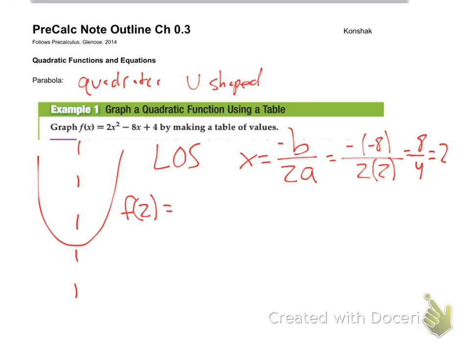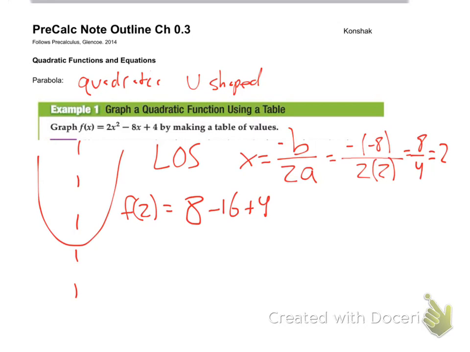Function notation means I take out all the x's and put a 2. So I'm going to try to do this in my head. What's 2 squared times 2? 8. So I'm going to write that down. I will not try to do this all in my head. I will put it in pieces. And negative 8 times 2. Negative 16 and add 4. So now it's 8 minus 16. Negative 4.